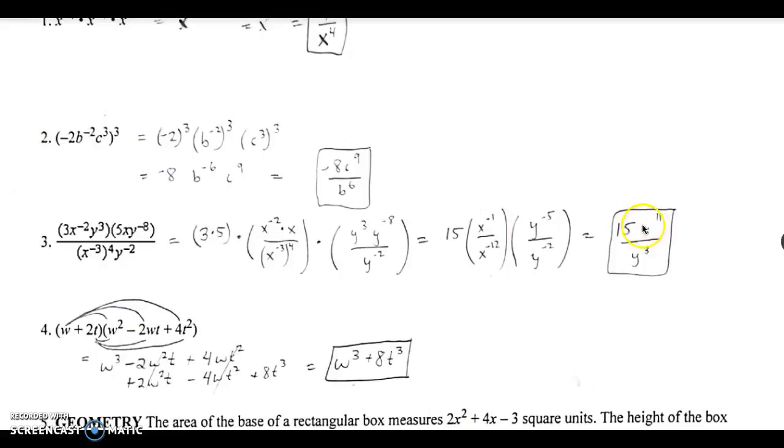So we have 11 on the top. And if I do negative 5 minus negative 2, I would have gotten negative 3, and then I put the y to the negative third power in the denominator as a positive power, y to the positive third. So your final answer is 15 x to the 11th over y to the third.